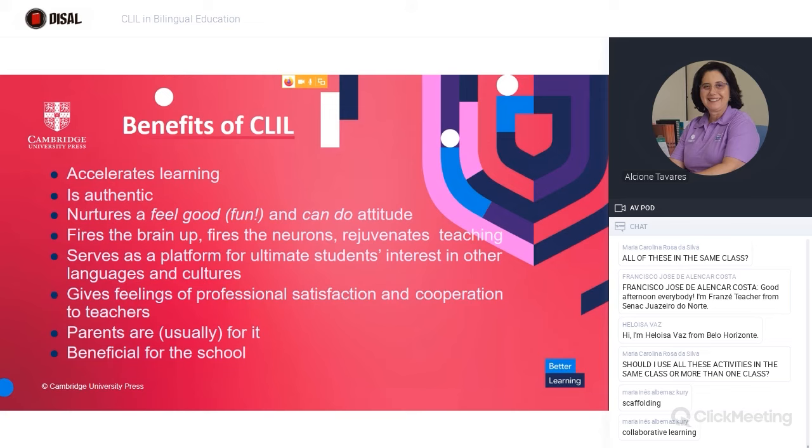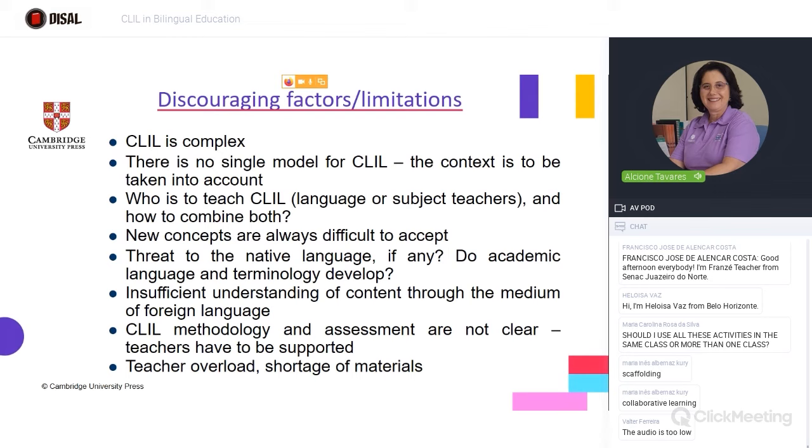Some discouraging factors or limitations. CLIL is complex in the sense that I'm not only teaching language, as we have mentioned several times, but I'm teaching subject content. So it's not that simple, it involves a lot. There is no single model for CLIL. The context is to be taken into account. Who is to teach CLIL? Language teachers or subject teachers? Or how can we combine both?